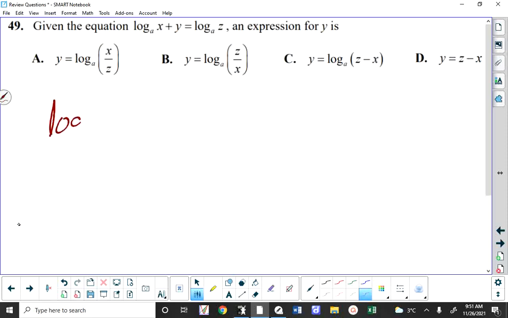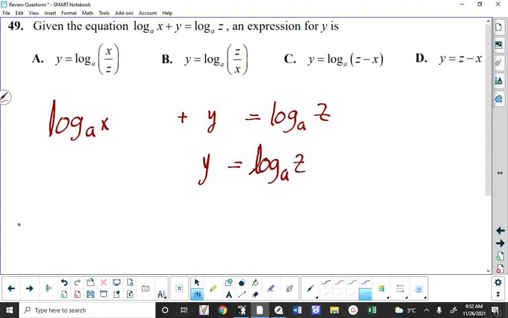So we have log base a of x, and we're adding y, so I'm going to do this just to make sure you get my point. This is equal to log base a of z. So if you're asked to solve for y, we have to subtract: log base a of z minus log base a of x, which we can write as a single logarithm.